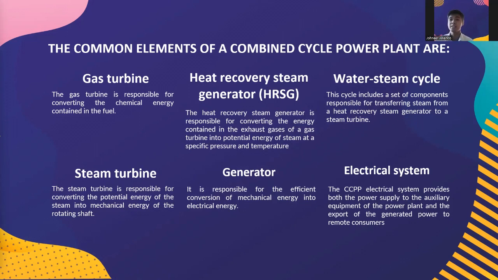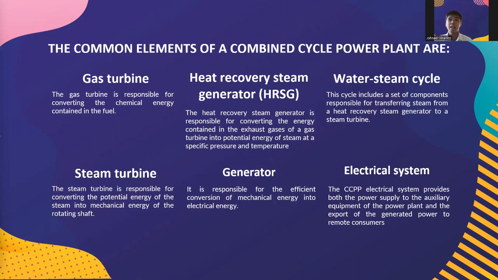So yung next is water steam cycle. This cycle includes a set of components responsible for transferring steam from a heat recovery steam generator to a steam turbine. Next ay steam turbine. The steam turbine is responsible for converting the potential energy of a steam into mechanical energy of a rotating shaft. So yun nga, kaya umiikot yung steam turbine natin dahil nga din sa steam. Yung steam ay yung potential energy na kino-convert sa mechanical energy.